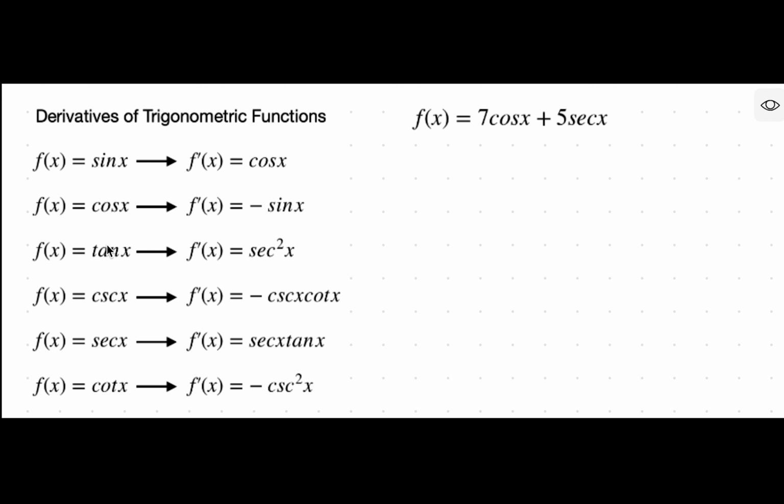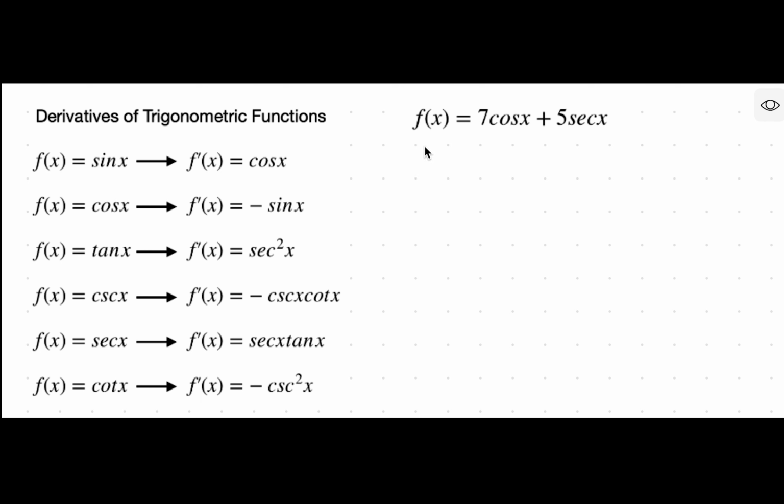The derivative of tan x is going to be secant x squared. The derivative of cosecant of x is going to be negative cosecant x times cotangent of x. The derivative of secant of x is going to be secant x times tan x. And the derivative of cotangent of x is going to be negative cosecant x squared. So these are the derivatives of the 6 basic trig functions.